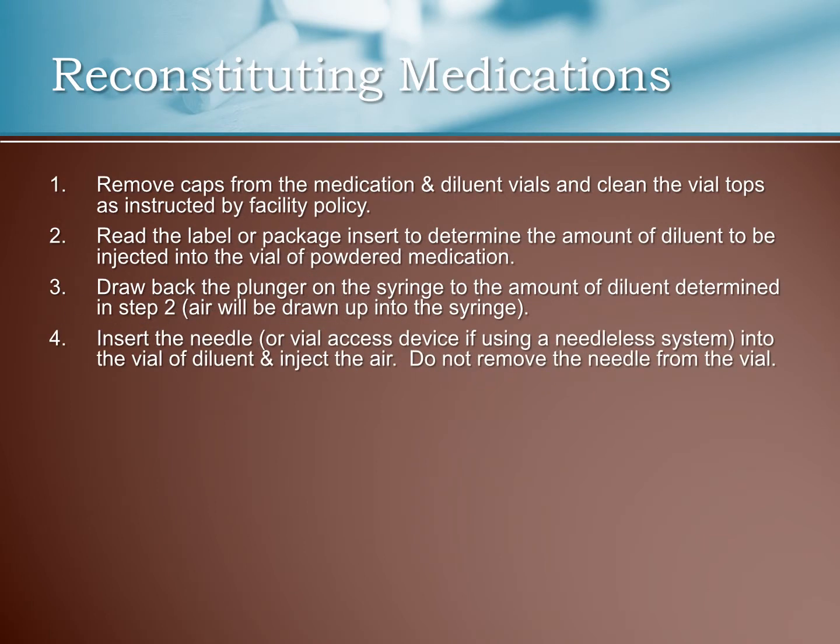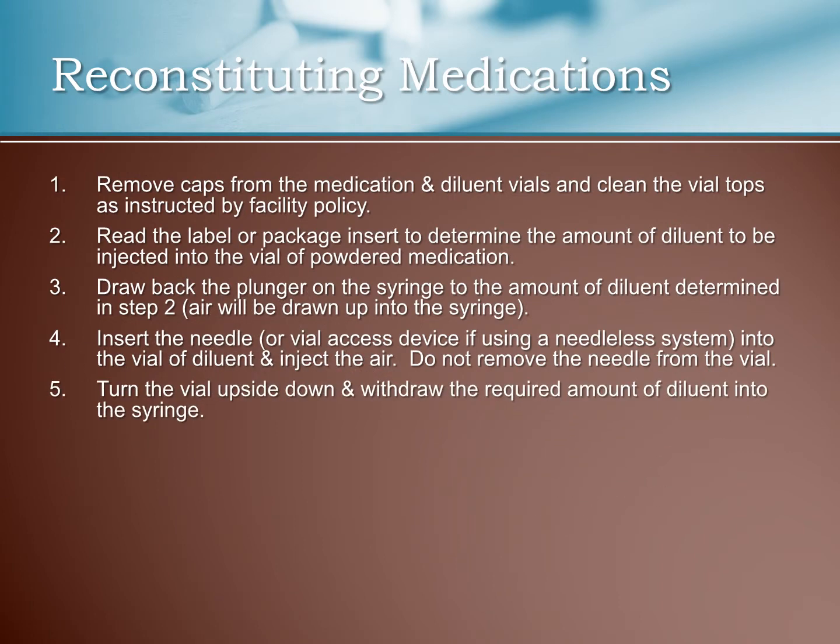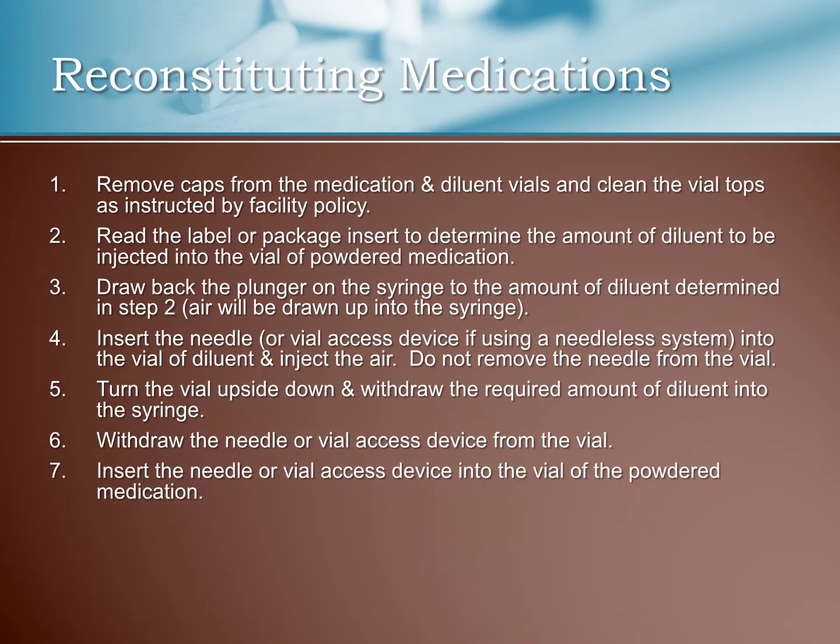Insert the needle, or the vial access device if using a needleless system, into the vial of the diluent and inject the air. Do not remove the needle from the vial, or from the access device if you're using the needleless system. Turn the vial upside down and withdraw the required amount of diluent into the syringe. Withdraw the needle or vial access device from the vial. Insert the needle or vial access device into the vial of the powdered medication. Inject the diluent slowly into the vial.